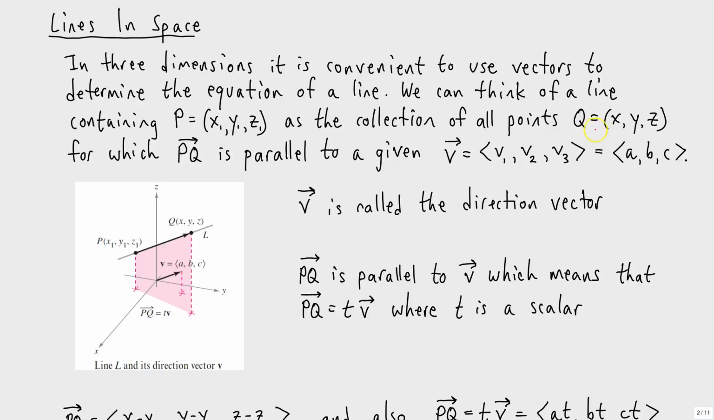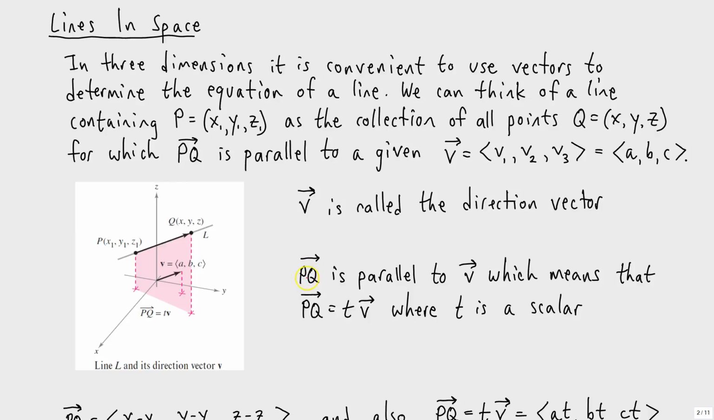and all the points Q for which PQ is parallel to a given vector. So the vector will kind of orient our line in space. It'll have a particular point that we want, and then the vector will kind of orient the line containing that point. And that vector will be called the direction vector. Again, because it's kind of telling us where we want the line to point as it contains this particular point P passing through x1, y1, z1.